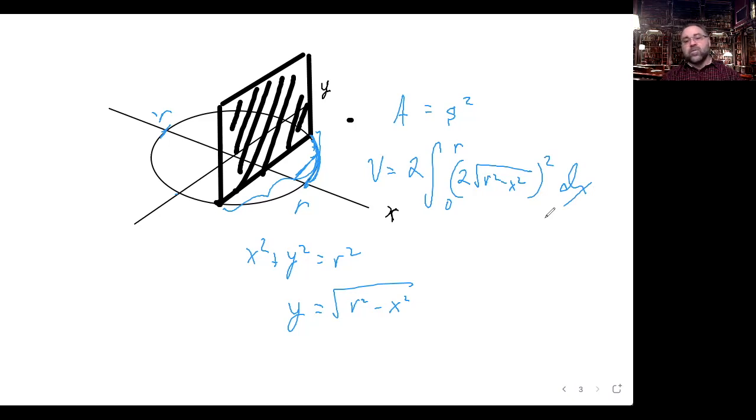So anyway, just a quick hitter video here on finding volume either by solids of revolution or by parallel cross section.